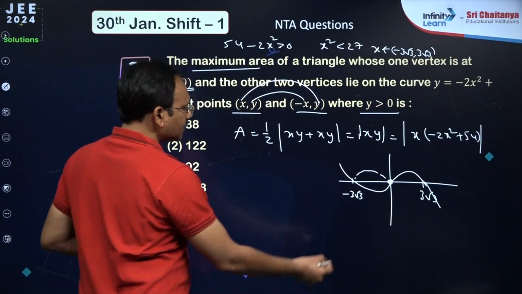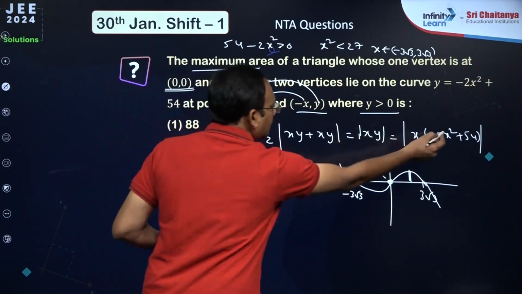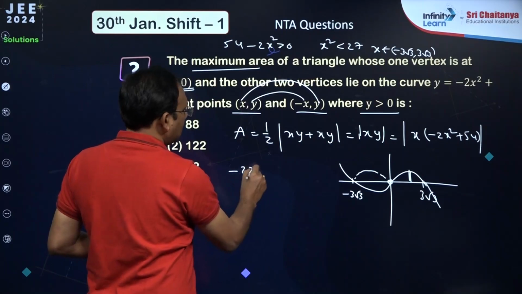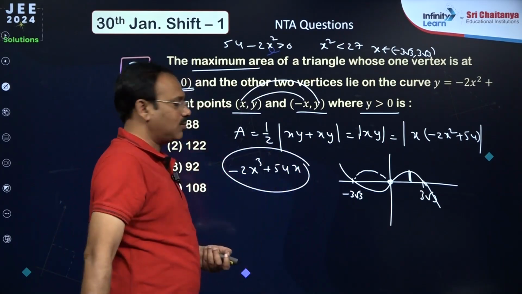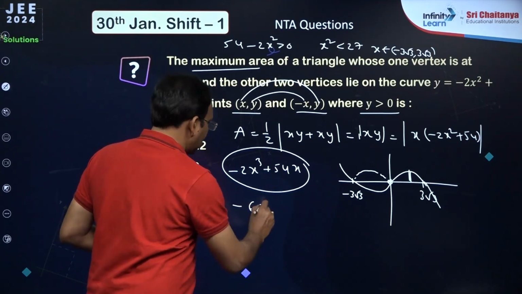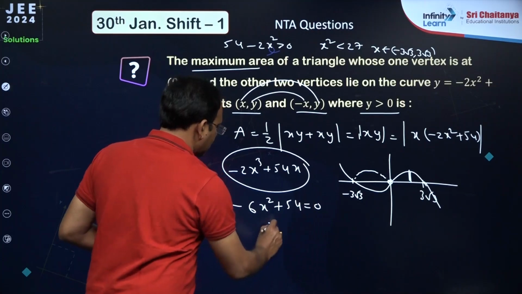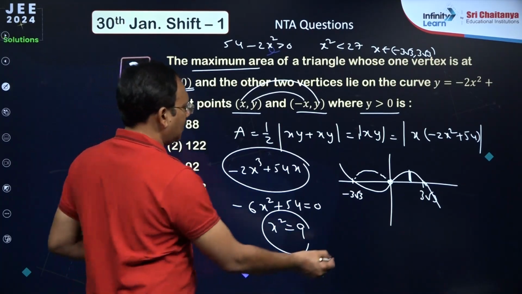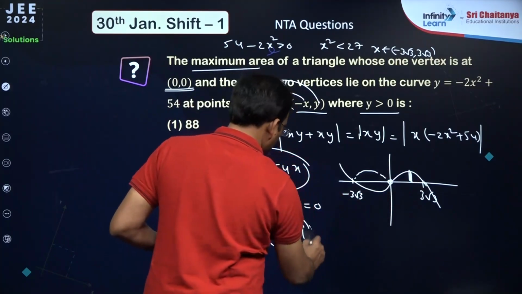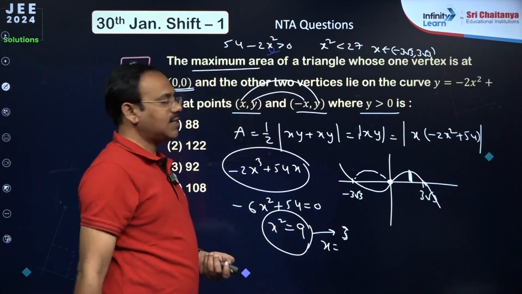And hence, you just see where it takes the maximum, which means you take the expression, that is minus 2x cube plus 54x, and its derivative becomes 0. The derivative of this is minus 6x square plus 54, which becomes 0. x square is equal to 9, so x may be plus or minus 3. In this case, you can take x equal to 3. If x is 3 or minus 3, you are going to get the same output.